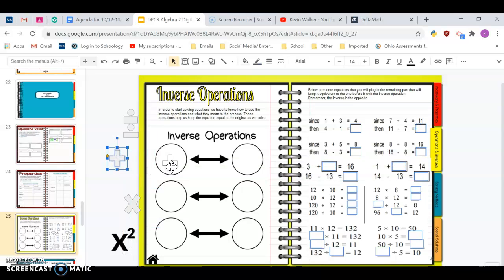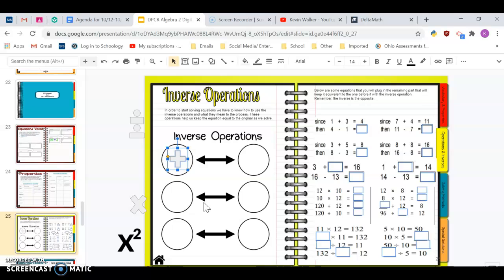So let's look at addition. We know that the opposite of addition is subtraction, so these two are both inverses. If you ever needed to undo addition, you would have to do something with subtraction. If you had to undo subtraction, you would have to do something with addition. Now, over here we have multiplication. To undo multiplication, we have to do division, and to undo division, we have to do multiplication.